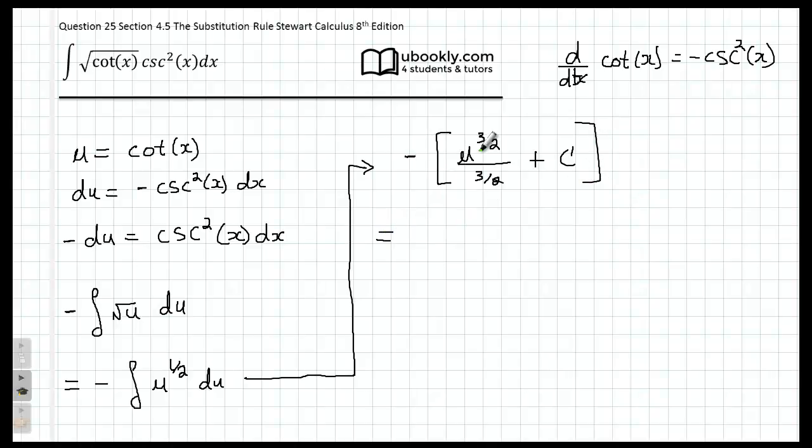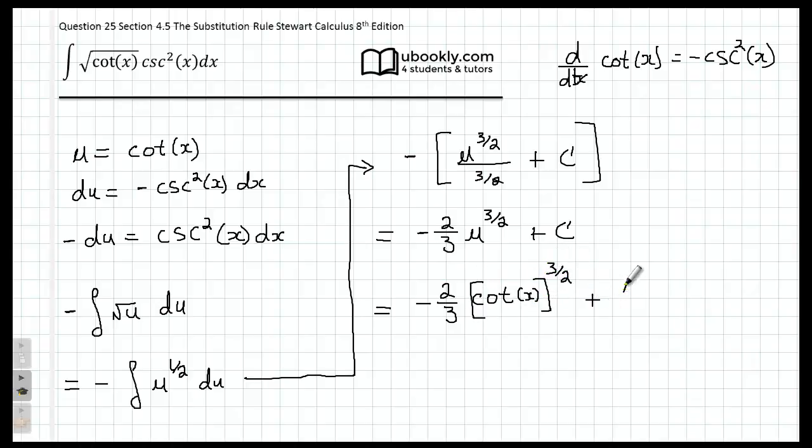And if I just distribute this negative in and pull out this denominator, flip it over and multiply by the numerator, I'll get negative 2 over 3 u to the power of 3 over 2 plus c. Again, I don't need to distribute this negative to the c because negative c is just another constant, so we just call it c. Okay, so negative 2 over 3. I'm going to place my cotangent in place of the u. So cotangent of x all to the power of 3 over 2 plus c.